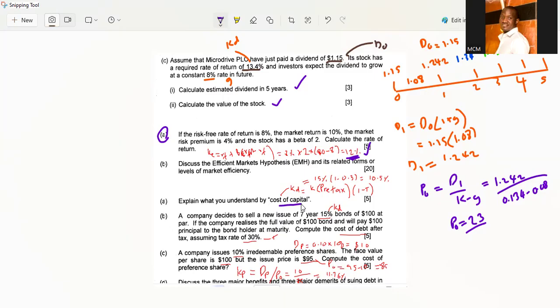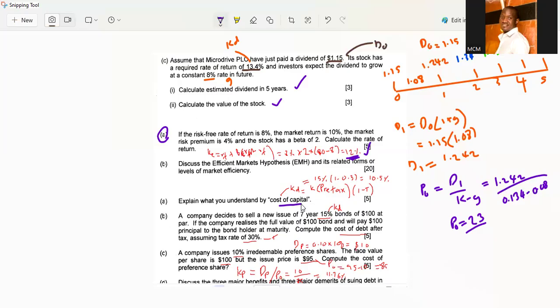There's the weak form efficiency, where share prices reflect all past or historical prices. There's the semi-strong efficiency, which asserts that prices reflect all publicly available information, and also the strong form, which asserts that prices reflect all information, both public and private.